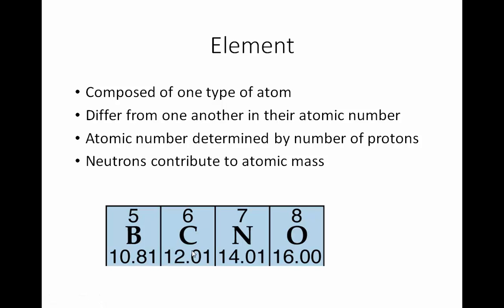Now, because they get this from averaging a bunch of atoms, they don't always get a whole number. So we always round. Here in the case of boron, this would be 11. In carbon here, it would be 12.